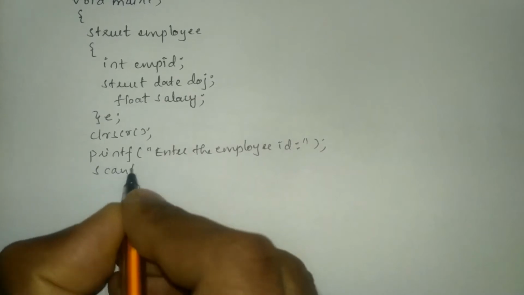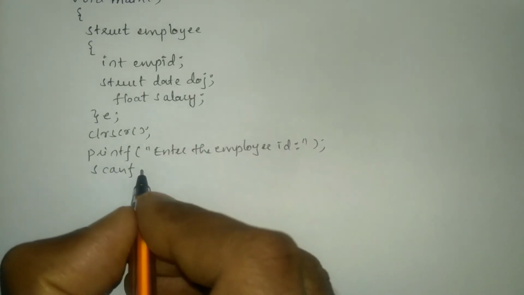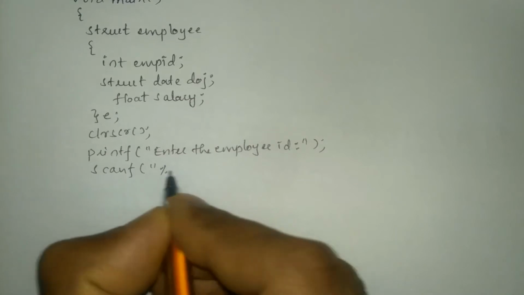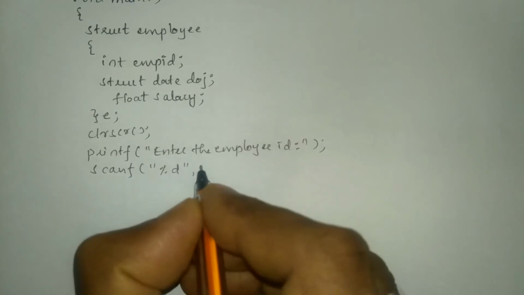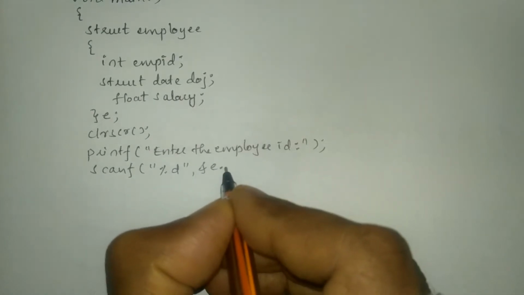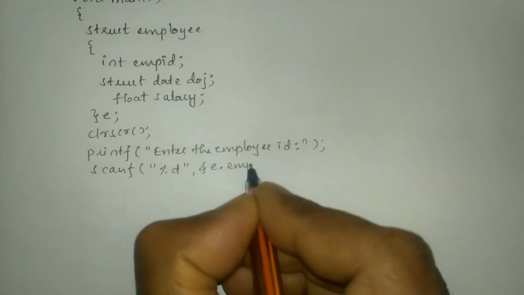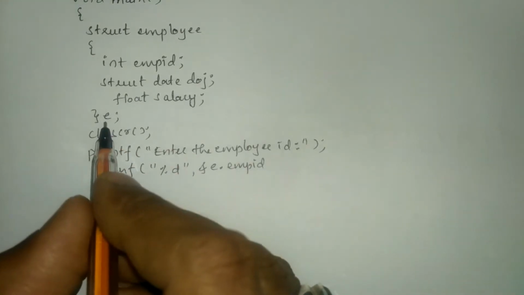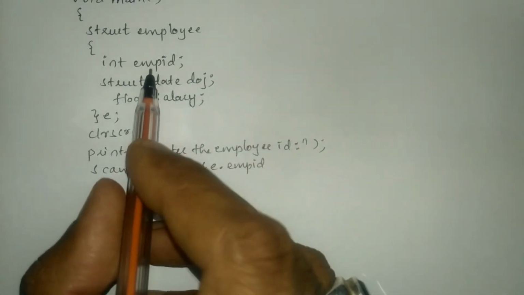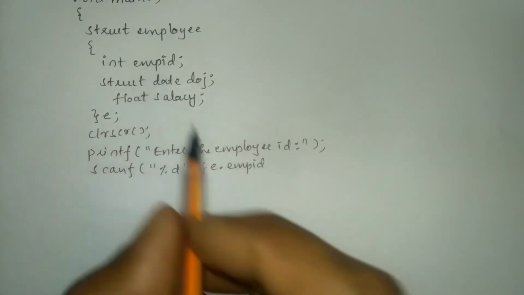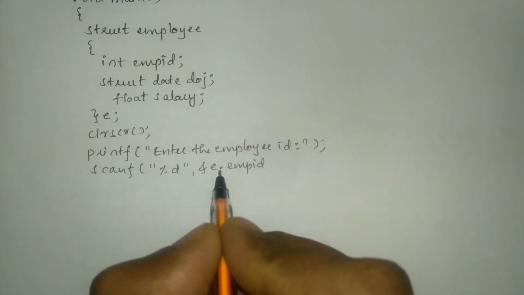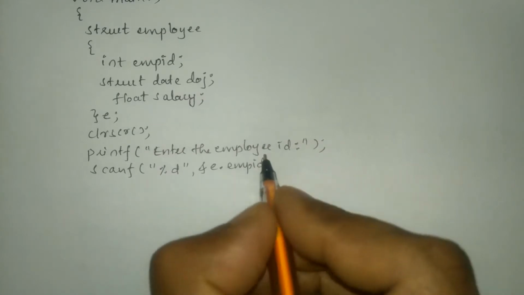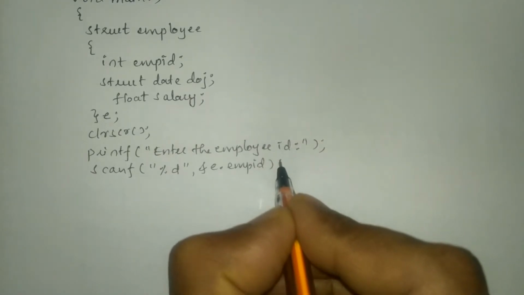So let us receive an input from the user through keyboard using the scanf statement. Here in double quotation marks, I'll write the %d format specifier, end the double quotation mark, put comma, ampersand e dot emp id. So here E is an object. In order to access a member of the structure, each member of the structure can be accessed with the help of the dot operator. The dot operator is a member access operator: object dot member name. Okay. Next, put semicolon over here.